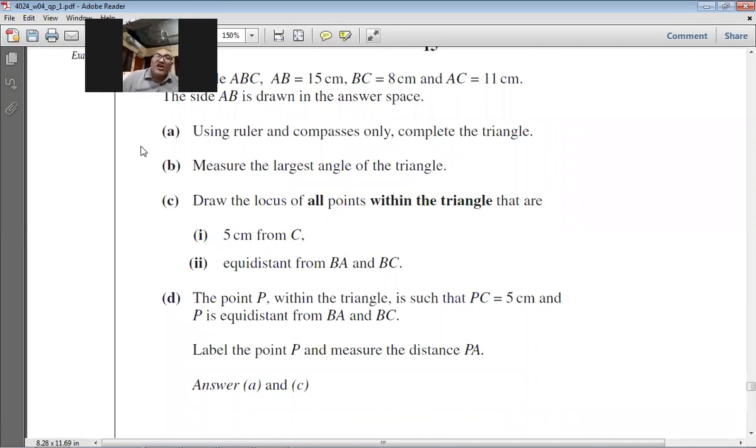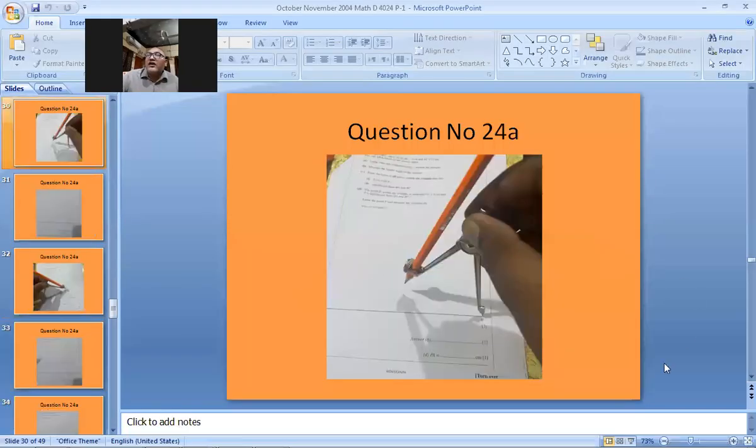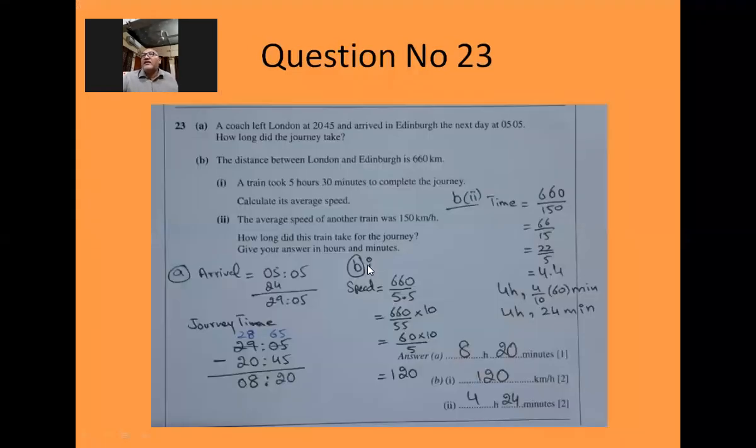Then it says, draw the locus of all the points within the triangle that are 5 centimeters from C, equidistant from B and BC. Okay, so let's first of all draw the triangle. Let me show you how I have done this. You can see here the AB is already given, and we have to draw the rest.